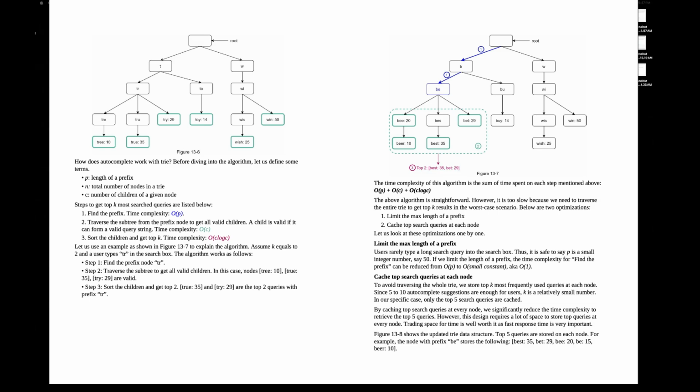Okay, understood. So they are saying there is a further optimization we can do, which is to limit the max length of the prefix or cache the top search queries at each node. So what is meant by limit the max length? Users will not write a very long text. So they are assuming that maximum it would be of length 50, and if we limit the max length, the time complexity of finding the prefix would be reduced from order of p to constant, O of 1.